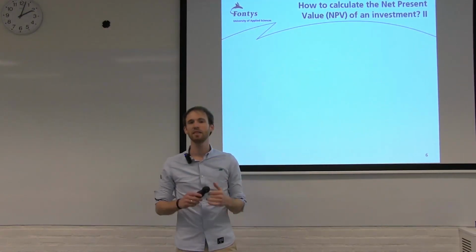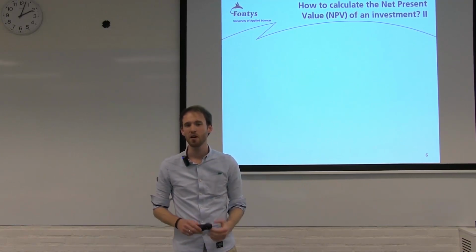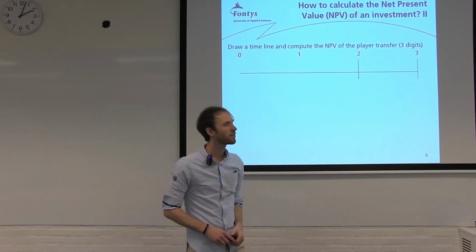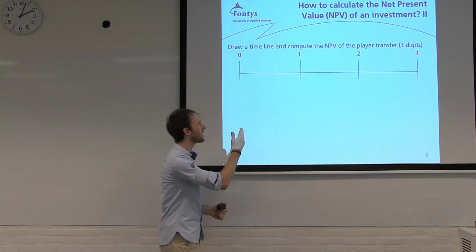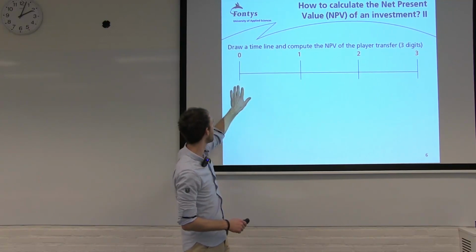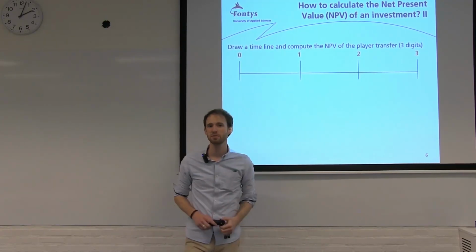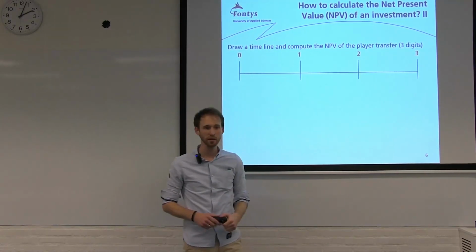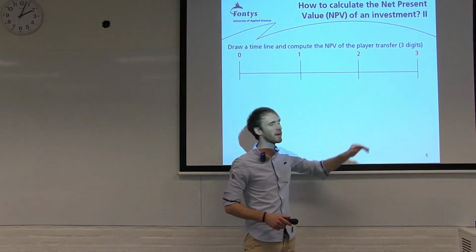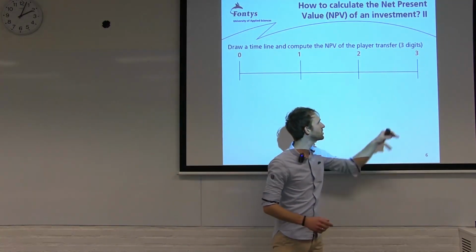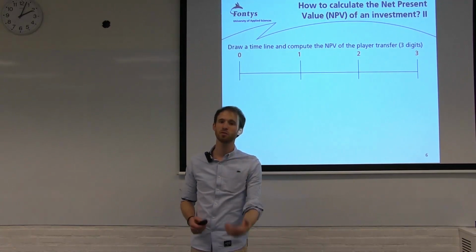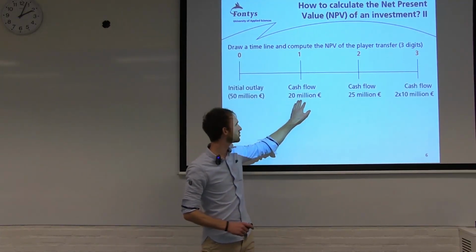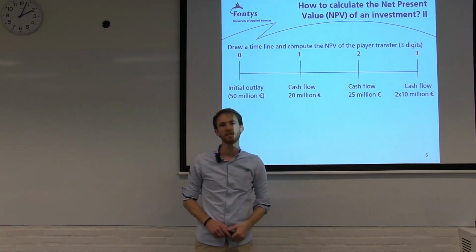All right, let's now look at the calculation of the net present value from that case study. It makes sense that we start with drawing a timeline and seeing what happens at which point in time. So at the beginning, in year 0, we have the initial investment of 50 million. In year 1, he scores 20 goals, so a cash flow of 20 million. Here it's 25 goals, so a cash flow of 25 million. And in the last year, he scores 10 goals, but is also sold to another club for 10 million. So if we put this here, we see it's 50 million, 20, 25, and 2 times 10 million.